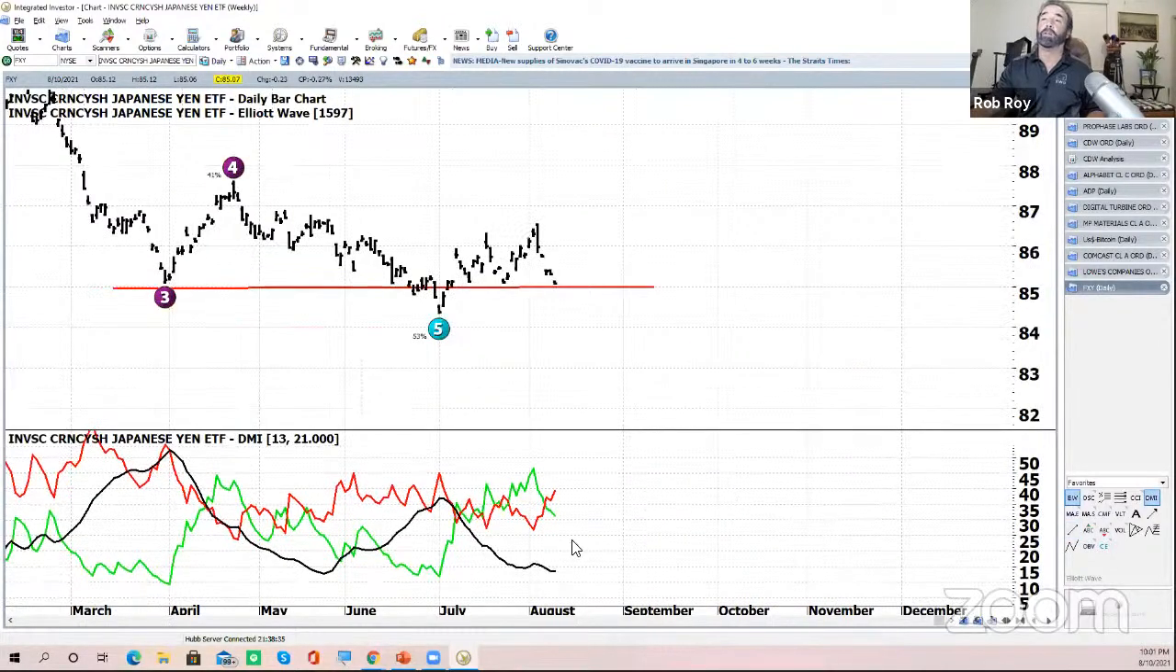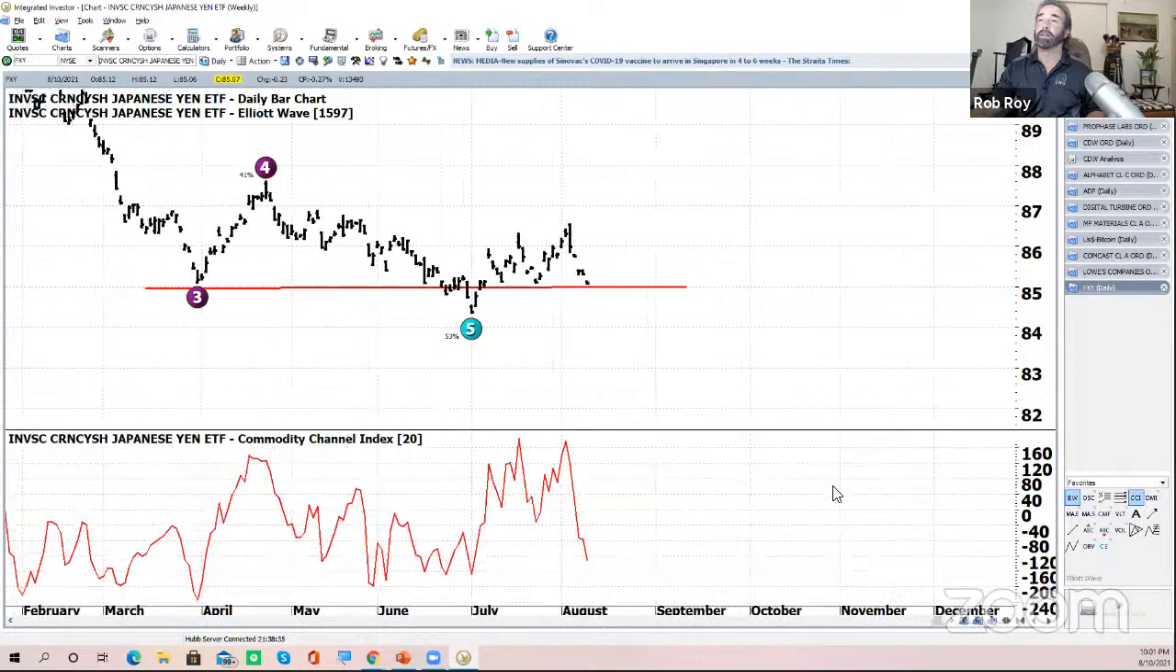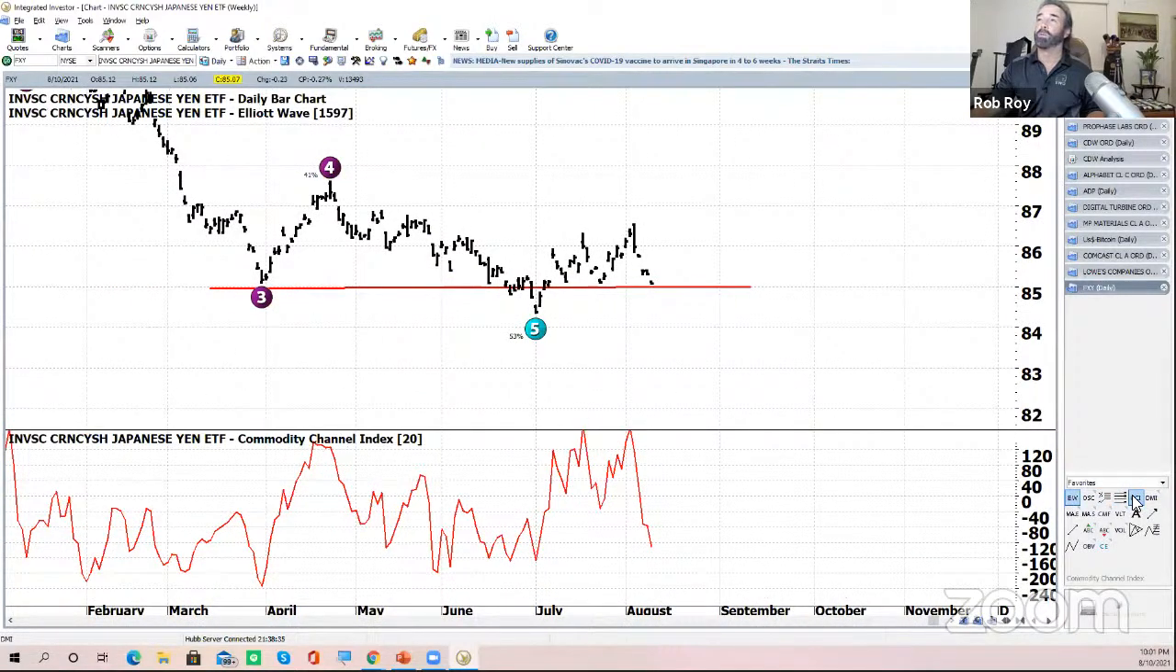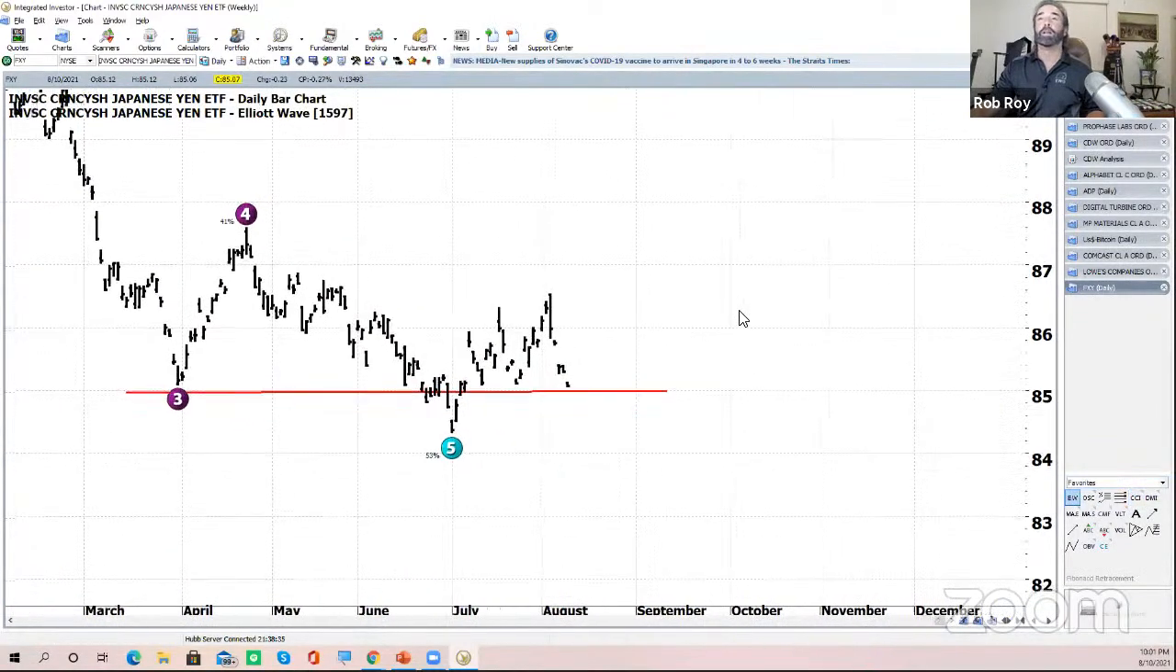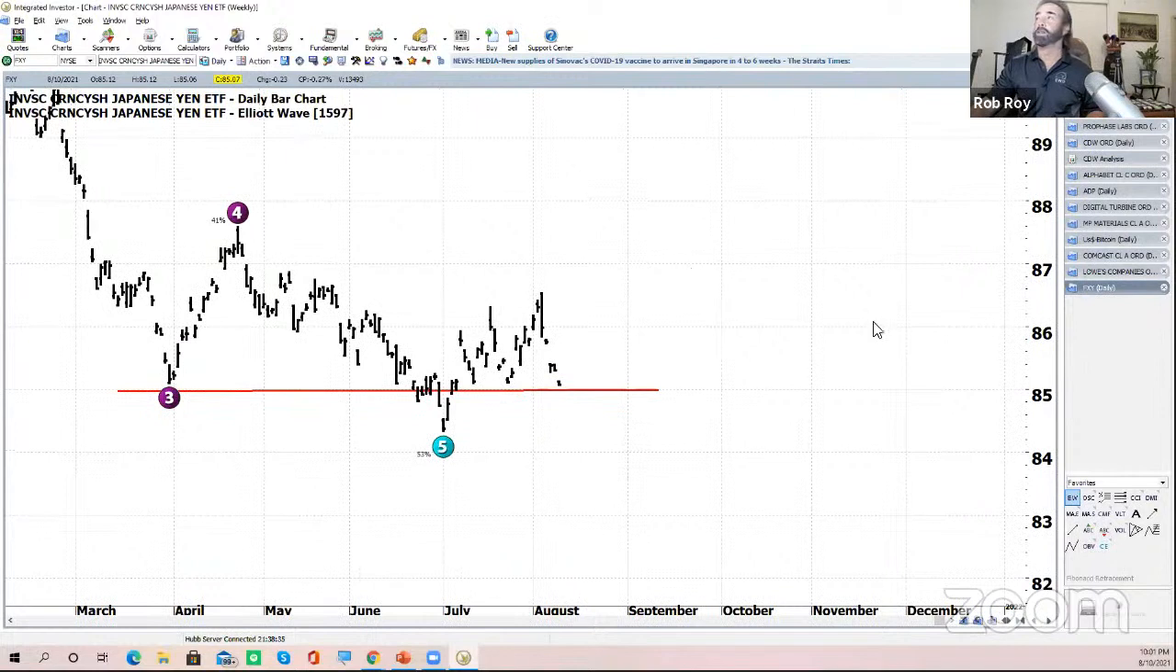So 85 is the key. Again, the DMI is setting up bearish, but it's not there, so don't pay attention to that yet. The CCI still has some downward room. So none of that is very bullish for the yen. But if you're bearish and it breaks below 85, then I think you've got something working there.